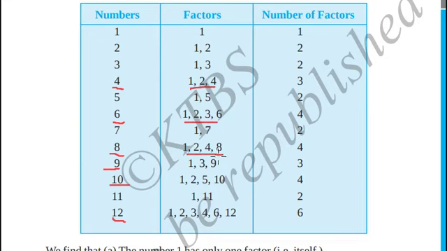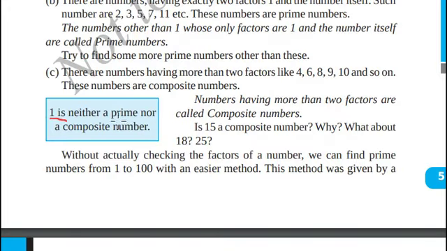Numbers which have more than 2 factors are called composite numbers. We can think of it this way: the number is composed of more than 2 factors. This is also one way of thinking of composite numbers. 1 is neither a prime number nor a composite number.